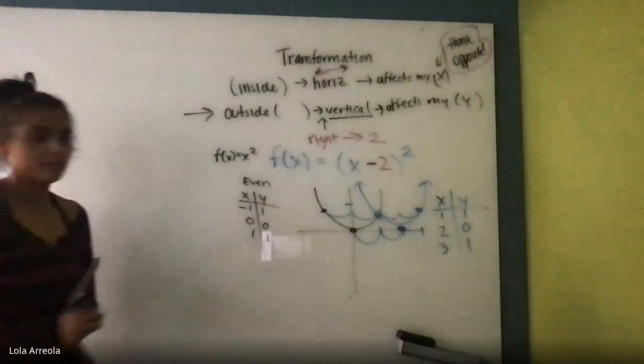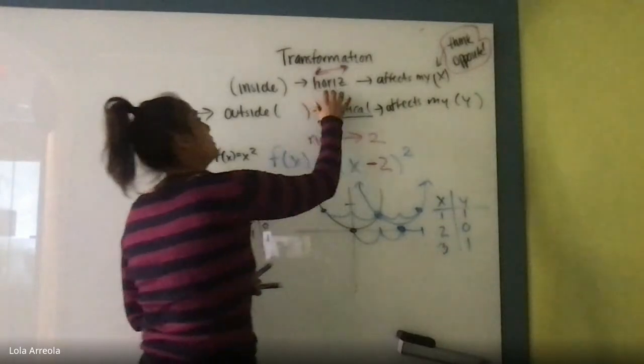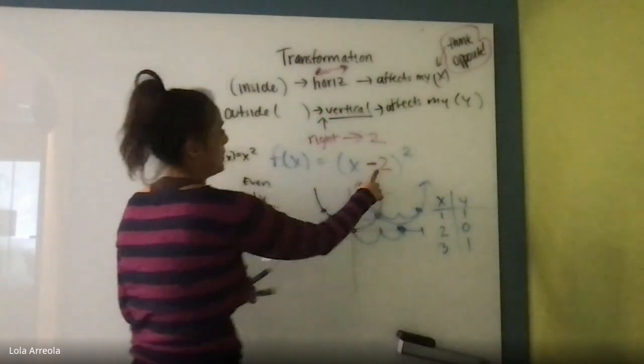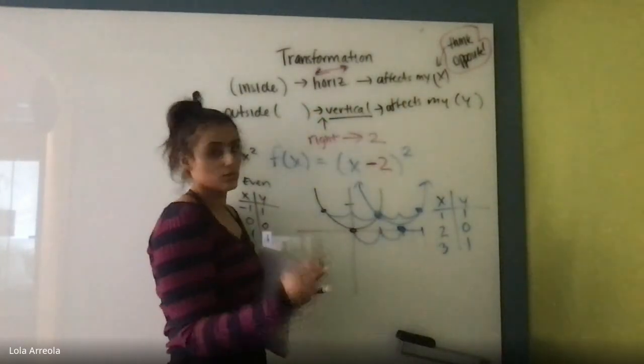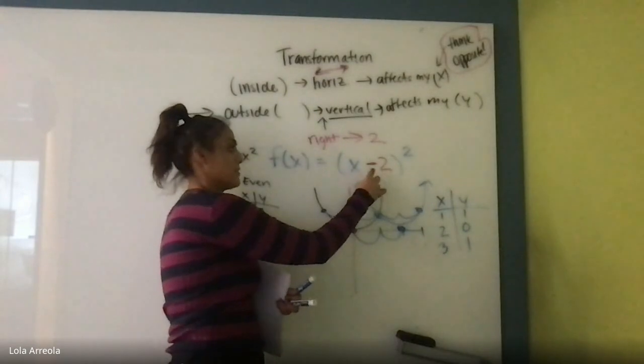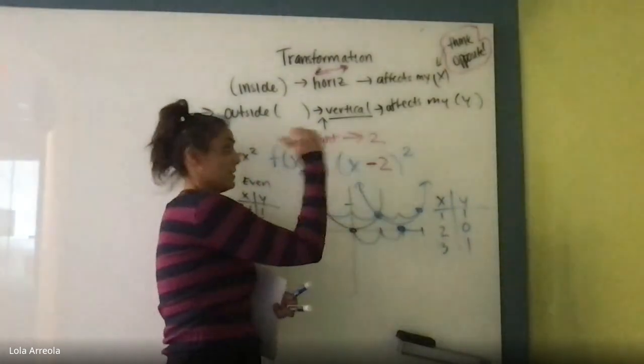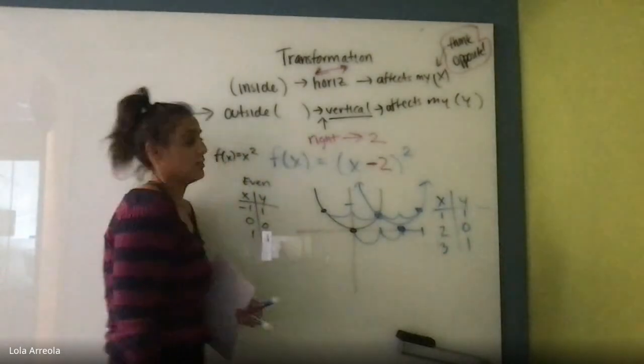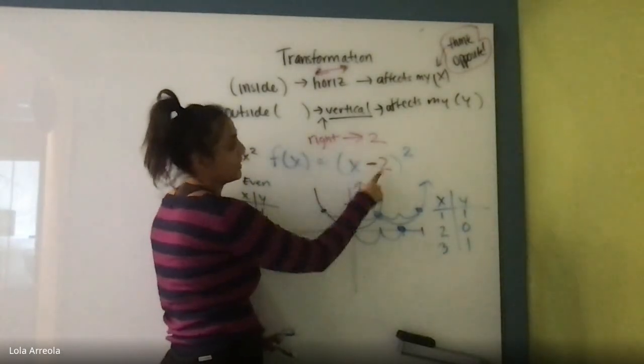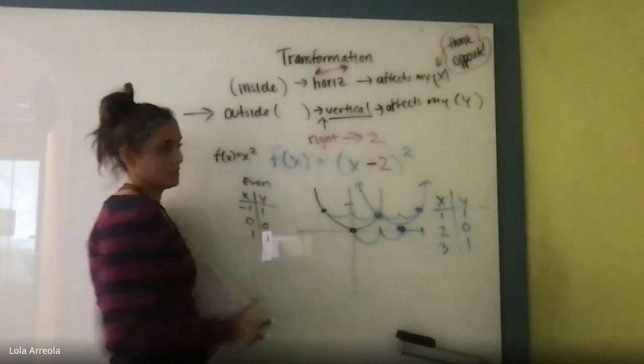Okay, so with horizontal, we have to think the opposite. So that -2 actually means add 2 to my x. If I were to say x plus 2, then I would subtract 2 from my x, and that would mean that I move to the left. So -2 actually means I move to the right, but +2 would mean I move to the left.